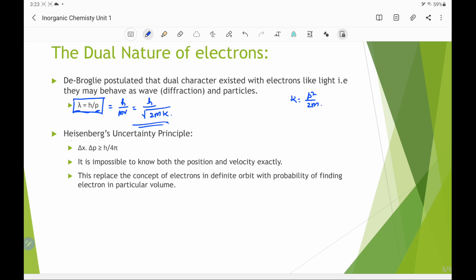Heisenberg uncertainty principle. According to this principle, it is impossible to know both position and velocity exactly. That means there will be some error in measuring position, that is delta x, and an uncertainty in the measurement of momentum, delta p, and their product will be at least h by 4 pi. We can't measure both exactly, and the product of the uncertainties in position and momentum will be greater than or equal to h by 4 pi. This replaces the concept of an electron in a definite orbit with the probability of finding the electron in a particular volume.